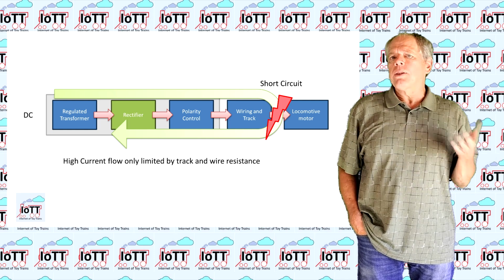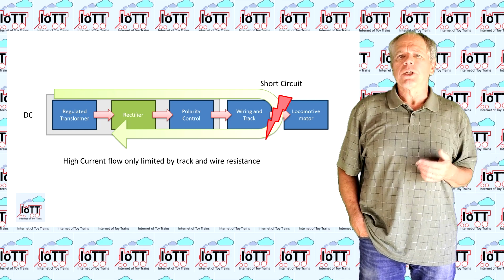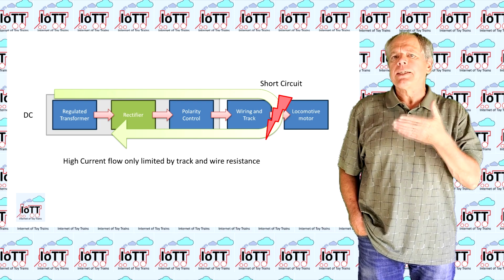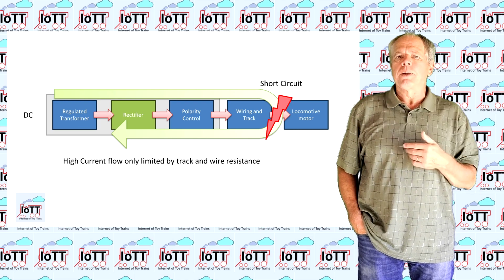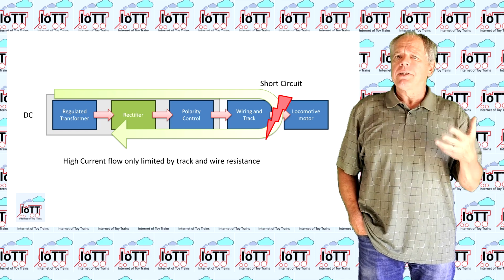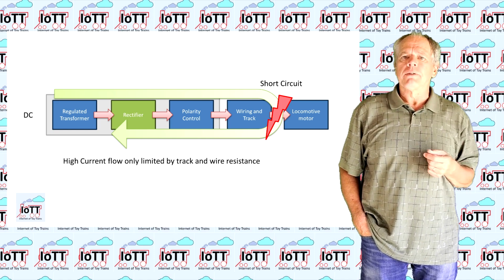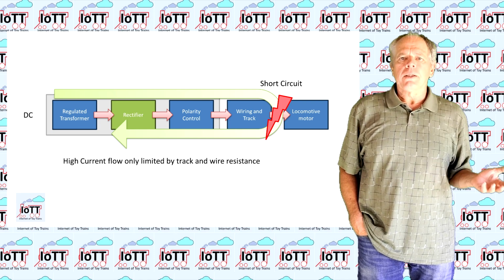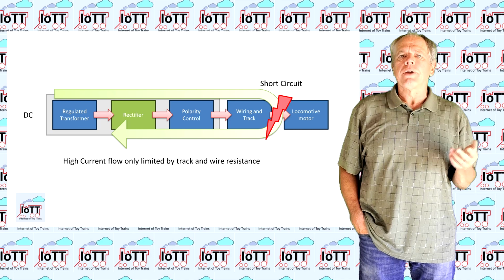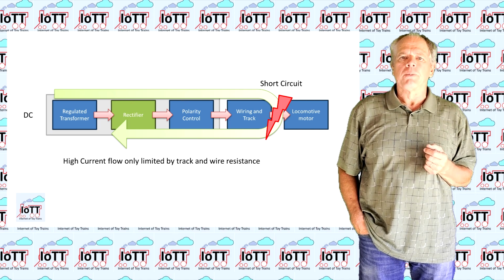It is in fact only limited by the output voltage of the transformer divided by the total resistance in the entire track and wire loop, so the remaining rails, the feeder wires, and the internal resistance of the control device. The resulting current can be a multitude of the current amount that is flowing when the locomotive is running normally.